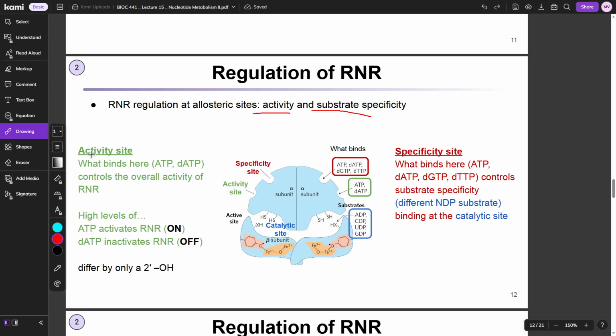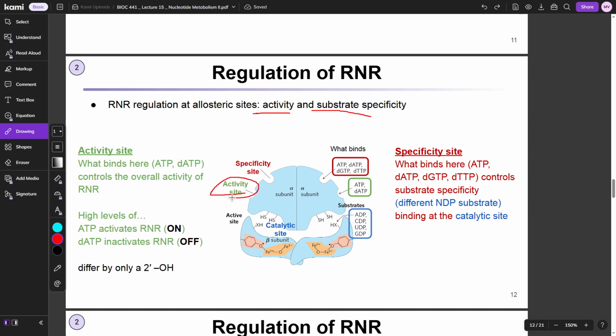So in the activity site, only two things can bind, ATP or dATP. And this controls overall whether RNR is on or off. So ATP activates RNR, and dATP turns it off. And that should make sense because it's like feedback inhibition. Because RNR makes dATP, and so if there's too much dATP, it's going to shut itself off because it doesn't need to make any more dATP. So that's the activity site.